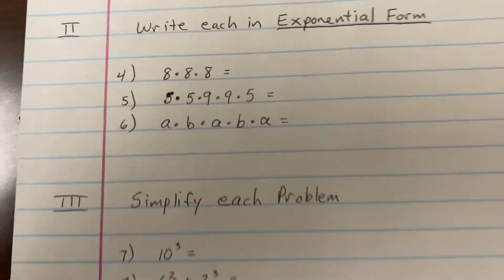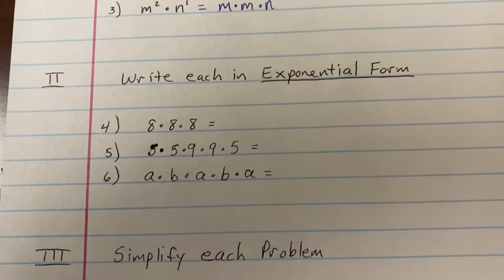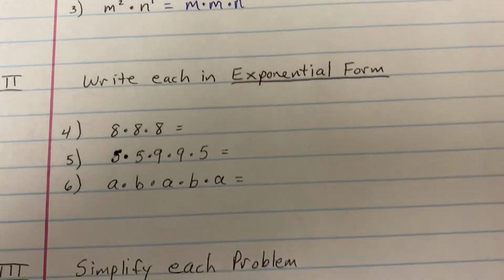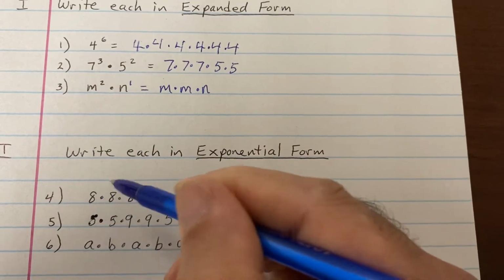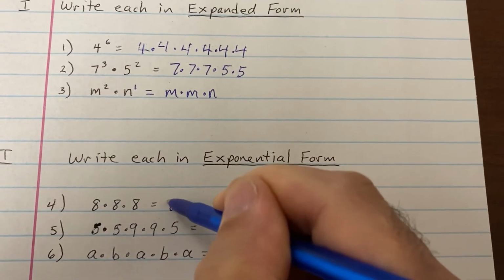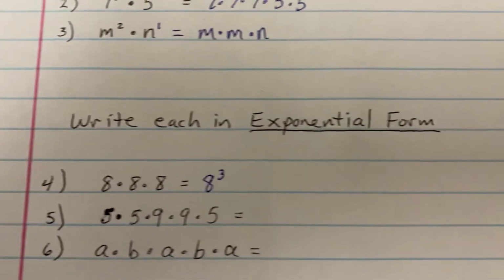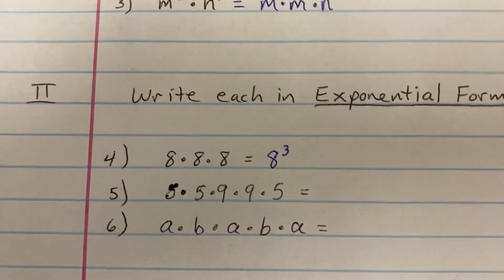Going to the middle section now, you're going to do the opposite. It's already expanded. You will write it in exponential form. So I see 8 times 8 times 8. That's 8 to the 3rd power. Don't write it backwards and write 3 to the 8th power.